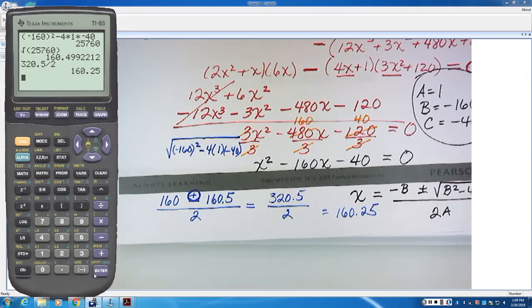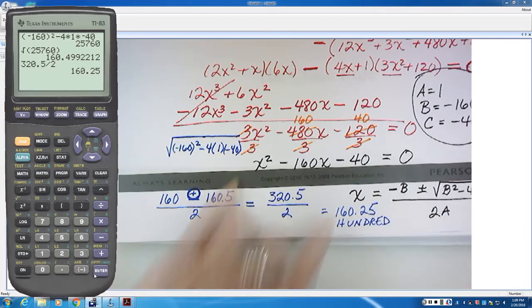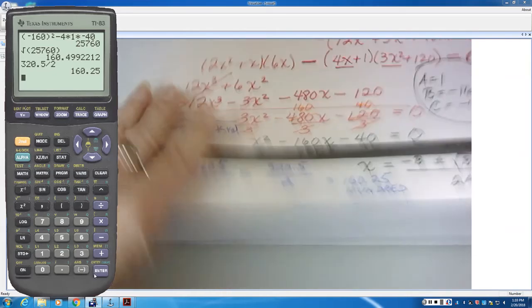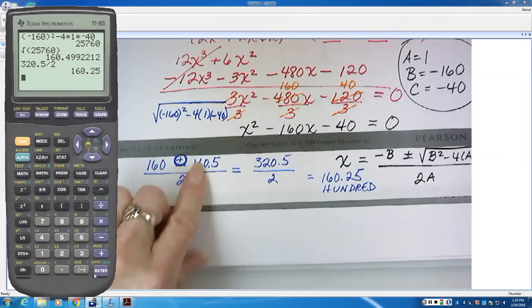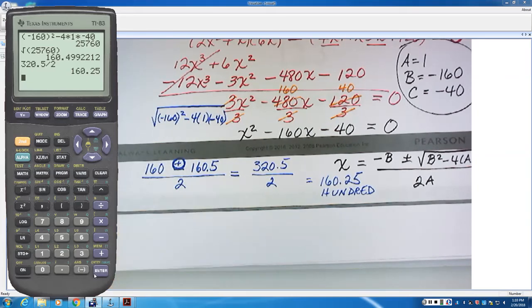But remember, at the very beginning I said, what does x count? How is x measured? As hundreds. So 160.25 as hundreds. The square root, we said it was really close to 160.5, close enough. So we got 160 plus or minus. And if you do minus, you get a negative answer, which you can't make negative anythings.